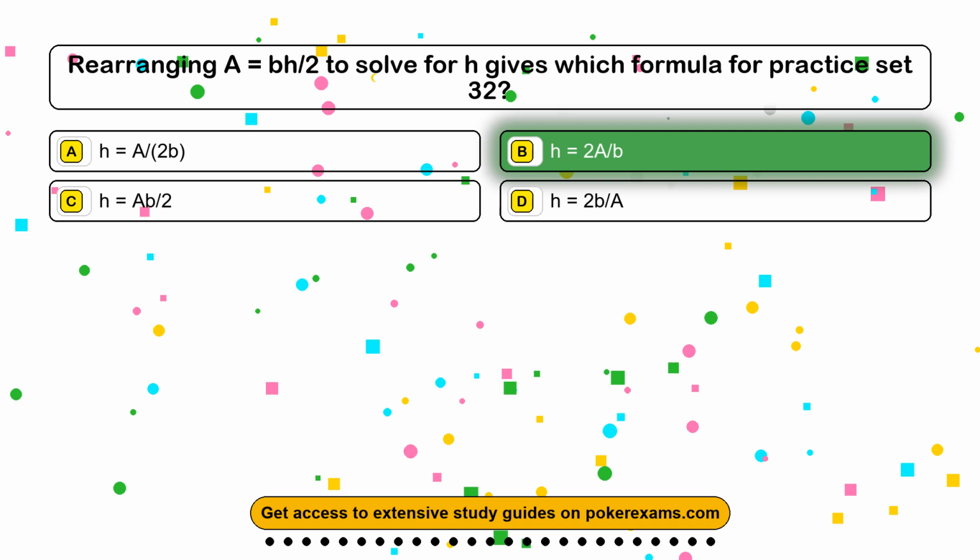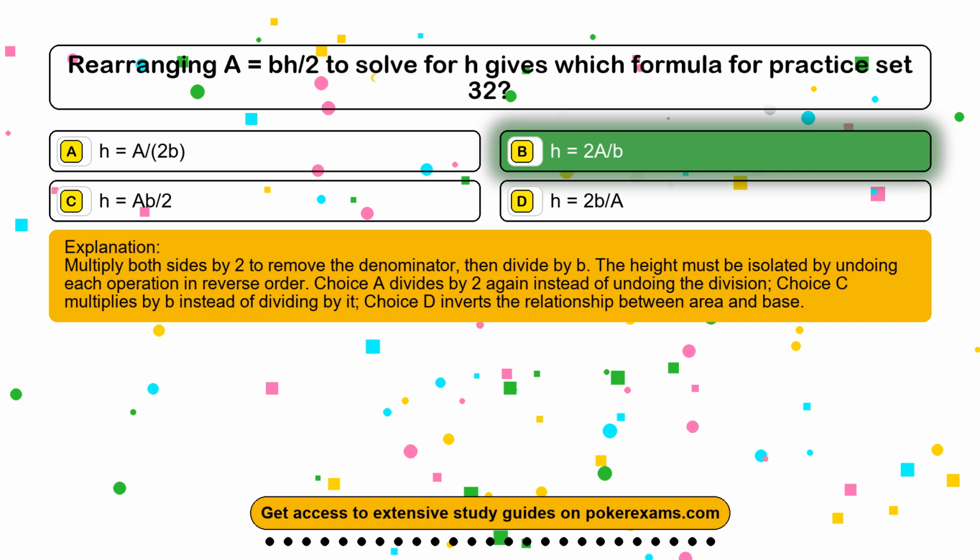The correct answer is option B, h equals 2a slash b. Multiply both sides by 2 to remove the denominator, then divide by b. The height must be isolated by undoing each operation in reverse order. Choice A divides by 2 again instead of undoing the division, choice C multiplies by b instead of dividing by it, choice D inverts the relationship between area and base.